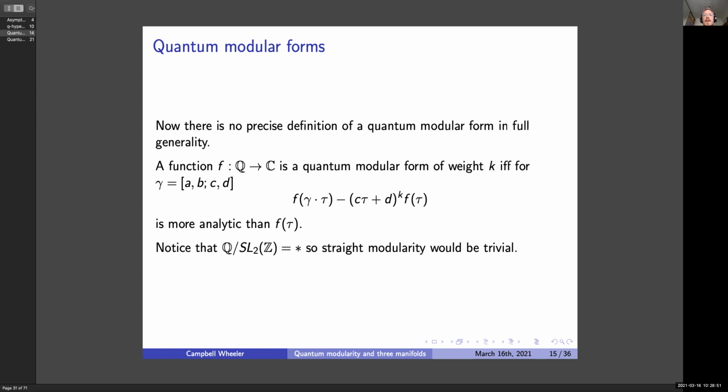One thing to note, because we're looking at functions on Q: if we had some stricter sense of modularity, this would be trivial because Q just has one orbit. So this at least gives us some room to play around. We'll see that there are better versions of this definition later, but this is how it was originally described.